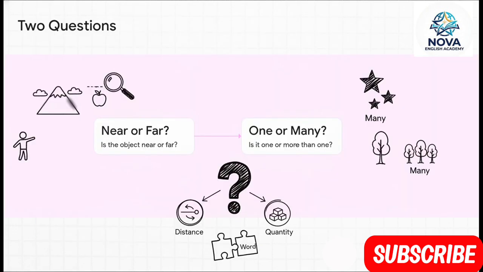Now, here is the secret. Choosing the right word isn't about blind memorization at all. It's actually a very simple, logical puzzle you can solve in a split second by asking yourself 2 quick questions. Step 1, is the object near or far from you? And step 2, is it just one thing or more than one? That's it. Distance and quantity. Once you lock in those 2 variables, the right word just automatically reveals itself.